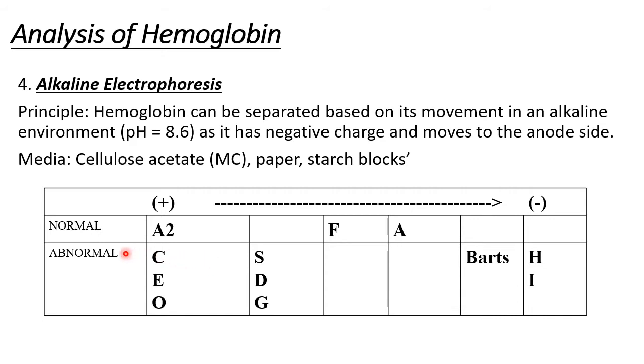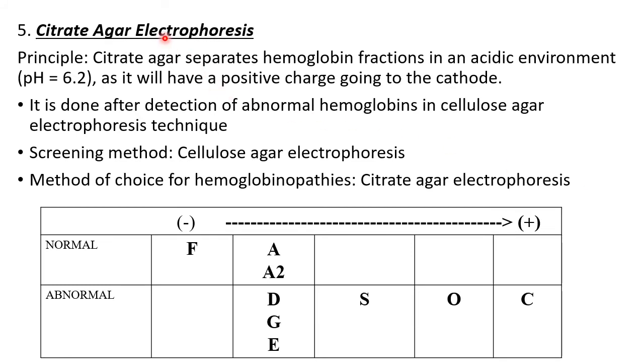Okay? Kapag naka-observe ka ng abnormal hemoglobin during alkaline electrophoresis, you have to proceed to the next step, which is the citrate agar electrophoresis. Ito yung ating method of choice for the hemoglobin or the globin problems, no? Yung mga hemoglobinopathies natin. Screening method lang yung previous natin. Ano ang difference between your alkaline and your citrate agar electrophoresis? Sa alkaline environment. Citrate agar, acidic environment dapat, no?